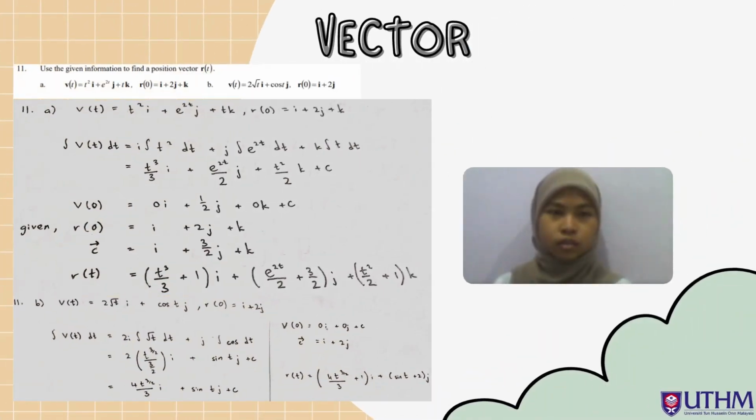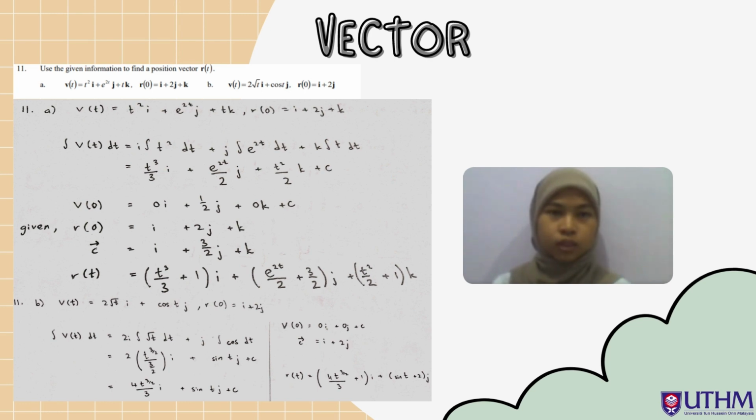Question 11. Use the given information to find the position vector r(t). Given v(t) equals t power of 2 i plus e power of 2t j plus t k, and r(0) equals i plus j plus k.